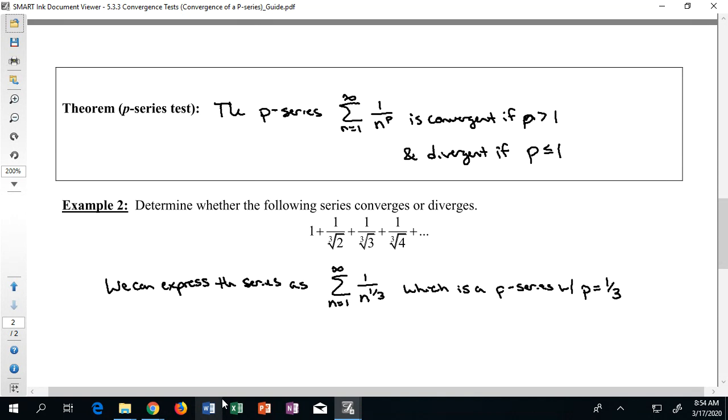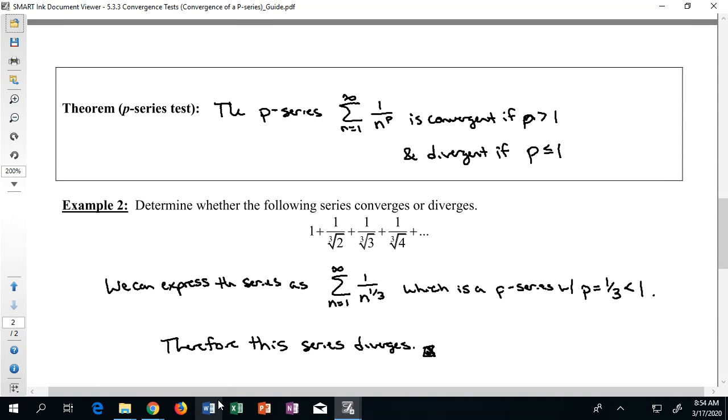And if I look at what I have in the box above, I can see that very clearly 1/3 is less than 1, and therefore this series diverges. Boom, got it, nailed it.